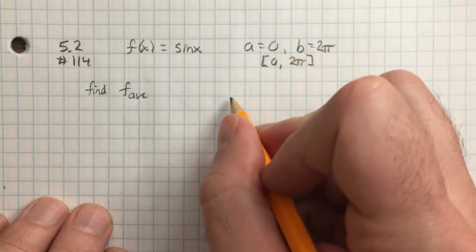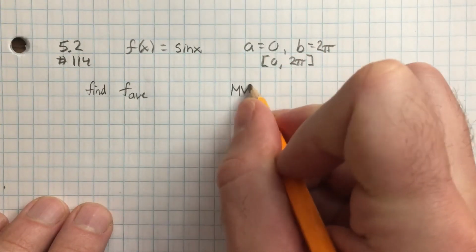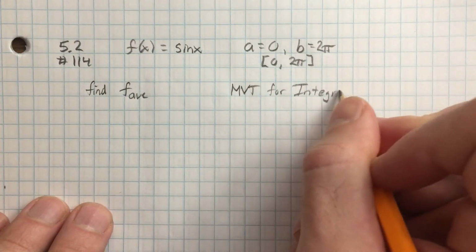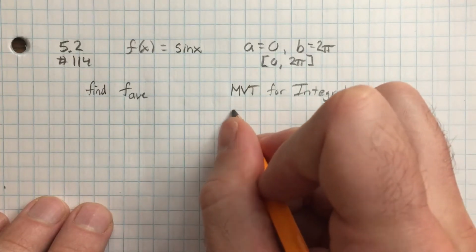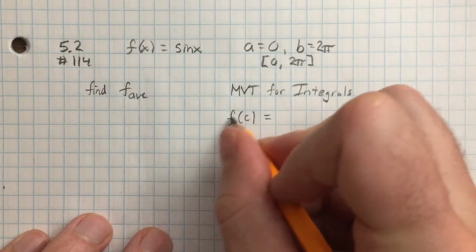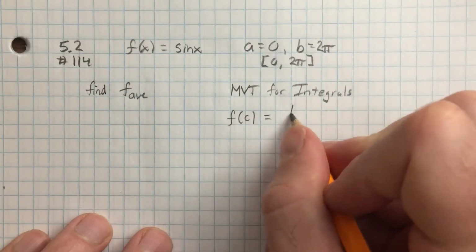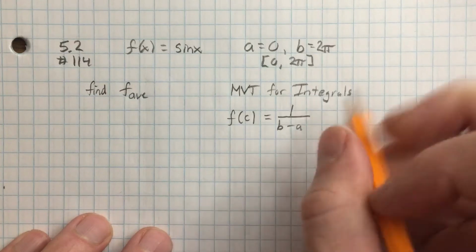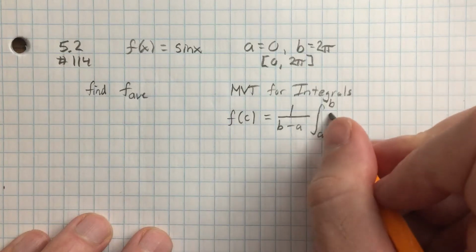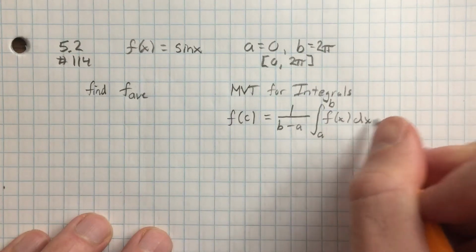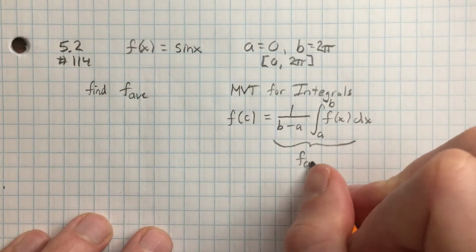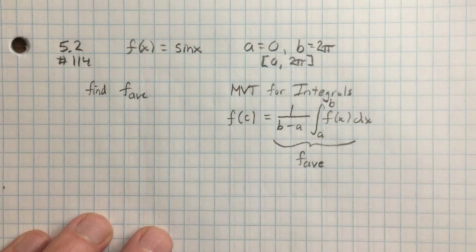So we said the mean value theorem for integrals was that there exists a value c for continuous functions where the function will be equal to its own average value, is the idea. Okay. So this calculation here is what the book calls f average, the average value of f.